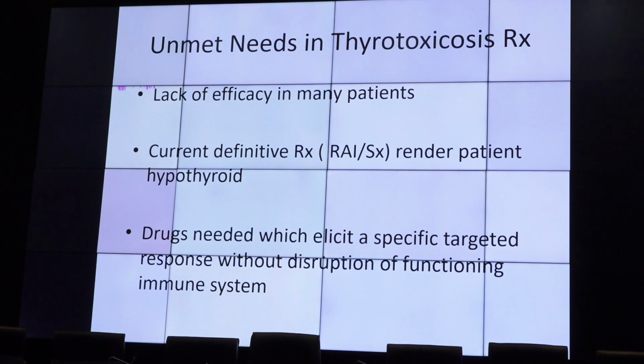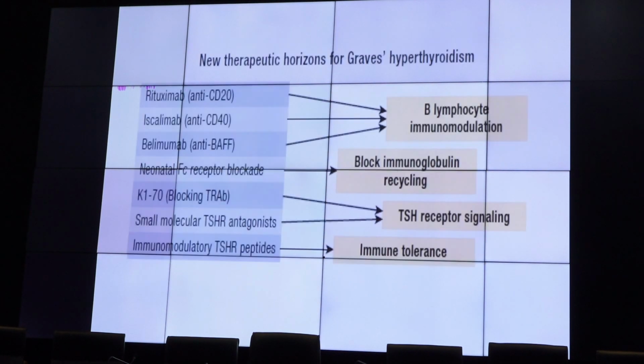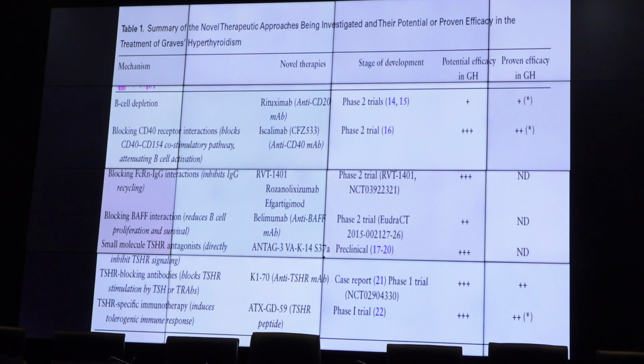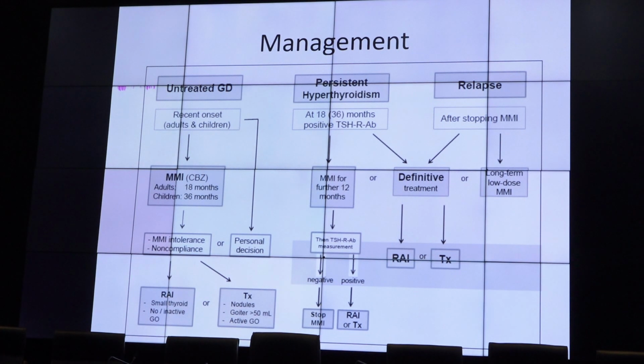And so what is needed are drugs which elicit a specific targeted response without disrupting the functioning immune system. These are the newer therapeutic horizons: B lymphocyte immunomodulation, immunoglobulin recycling, TSH receptor signaling, which is the most promising because it acts at the receptor itself, and immunomodulatory peptides. I will not go into the details of this. These are trials in various stages which are going on. If you see at the lower side, the potential efficacy in Graves hyperthyroidism with TSH receptor therapy is the most promising. So this is the overview of the management.